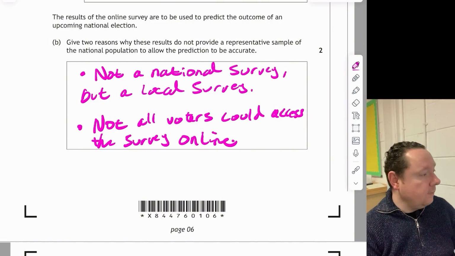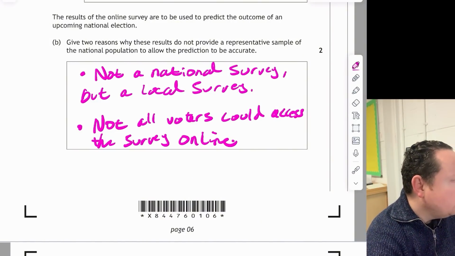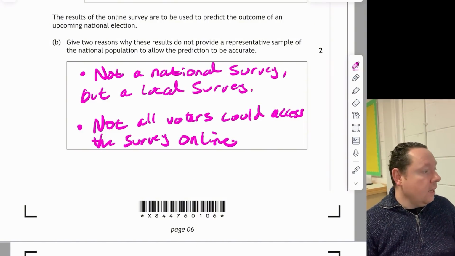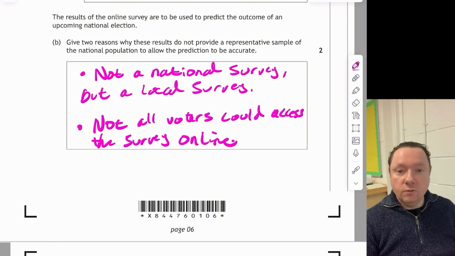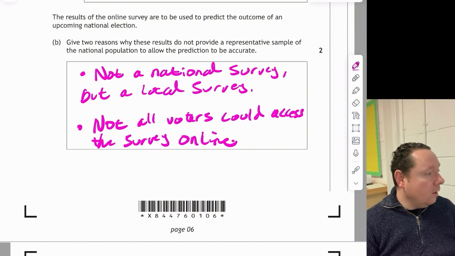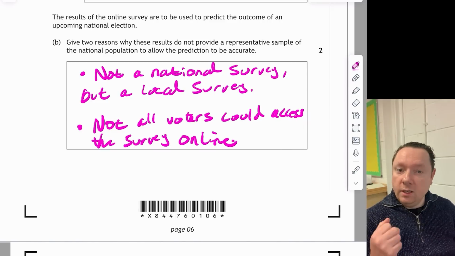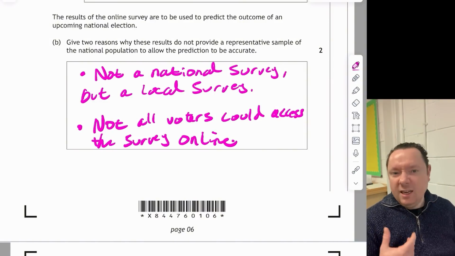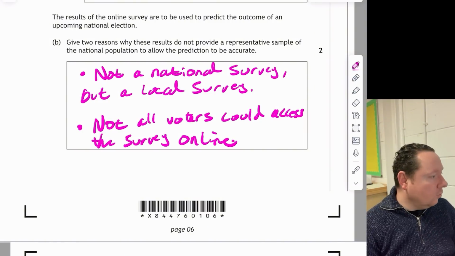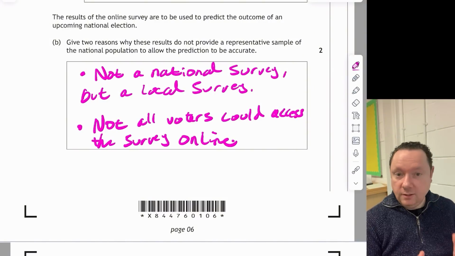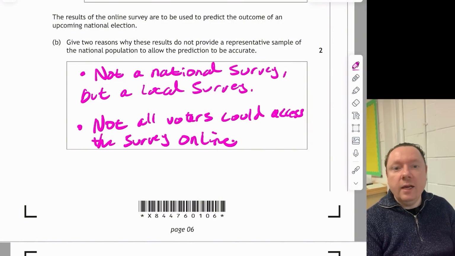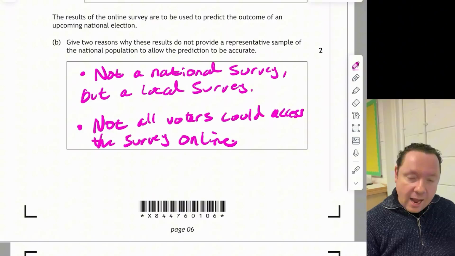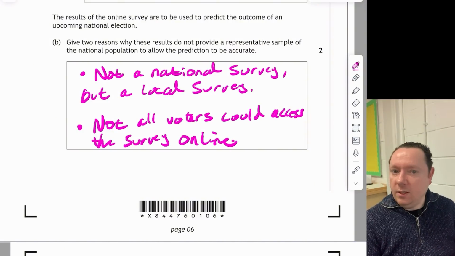Now, what else could we have said? Well, let's check what the SQA say about this. Any reasonable answers: people could vote multiple times online, that could happen; the invite goes into junk mail; not targeting representative portions of the voting population. But to be clear, what you can't write is things like people might not want to put their true political views online. You can't say people might be lying, but we don't know that. Or that people might change their mind, or that there's a small sample size. That's not good enough. We need to be specific about this survey. It was a local survey, therefore it's not representative for national, and it was an online survey, so maybe not everybody could get access to it.